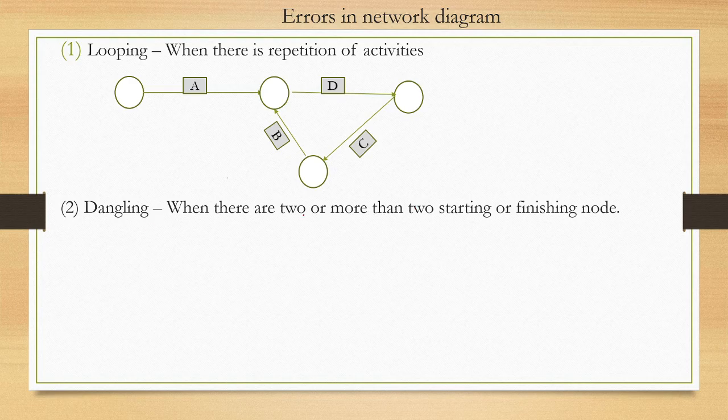Second is dangling. When there are two or more starting or finishing nodes. Here you will see there are two finishing nodes. So this is an error in a network diagram, and a network diagram should have only one starting point and one ending point.